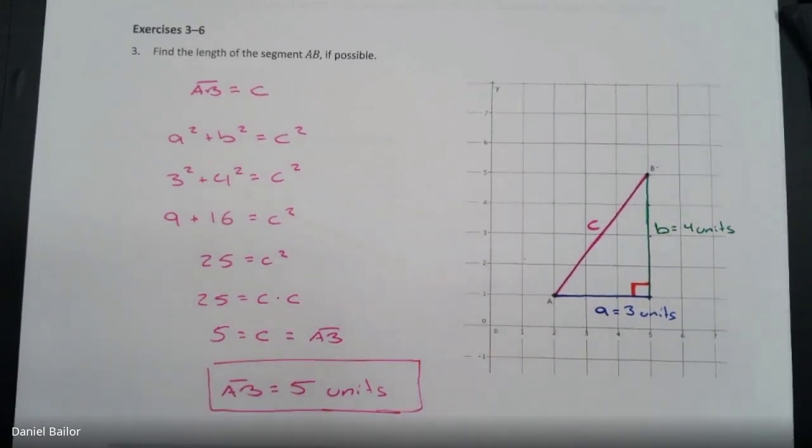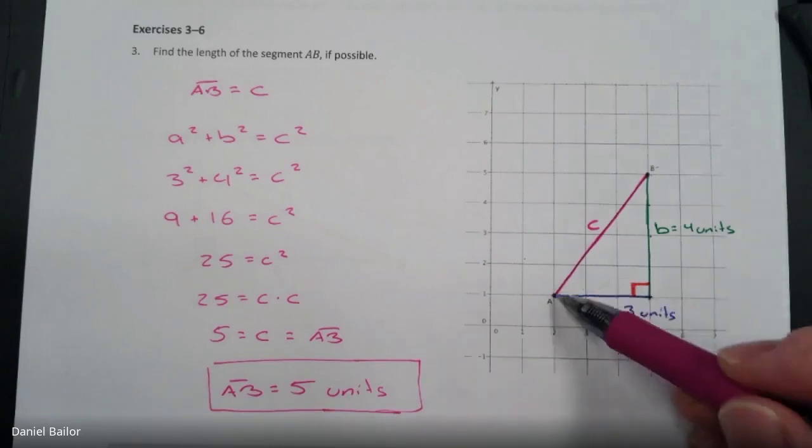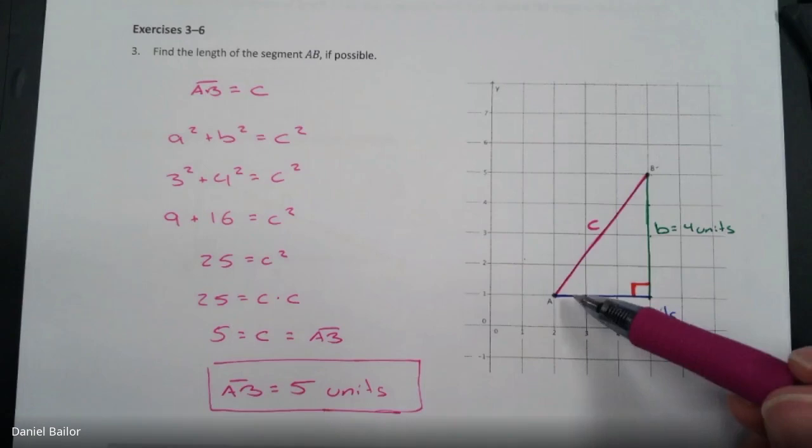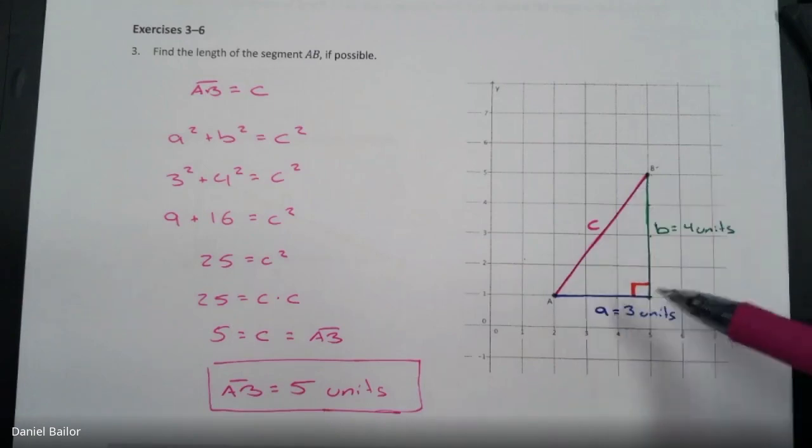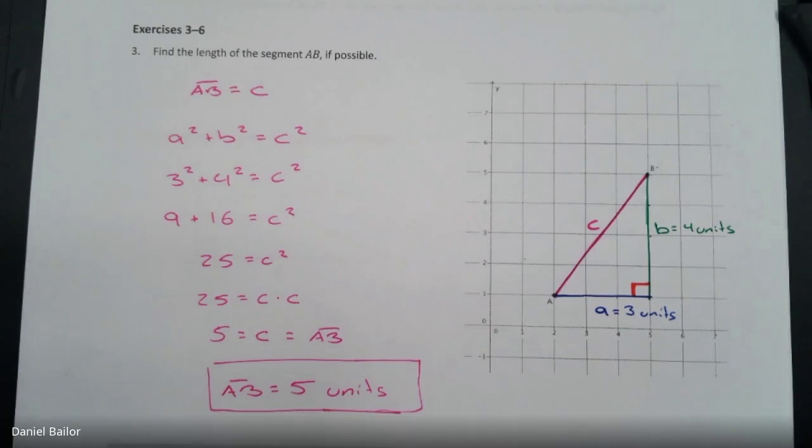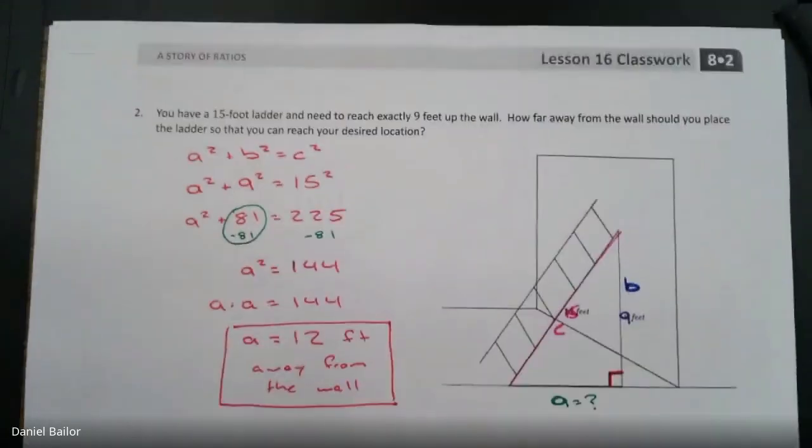Remember, we did not start with a triangle. We started with just a line. But we made the line into a triangle to help us find it. Super useful tool if you ever need to find a length of a line on a graph paper. Just turn it into a right triangle and use the Pythagorean theorem. Let's keep going. We have a couple more exercises I want to work on.